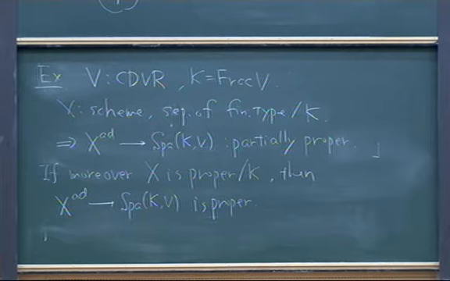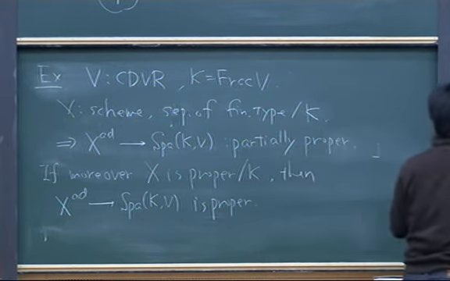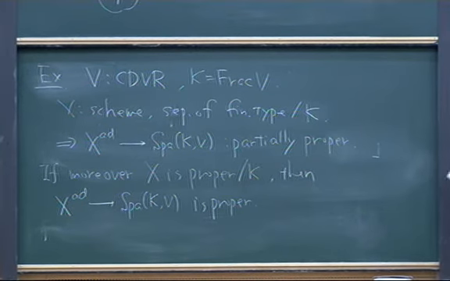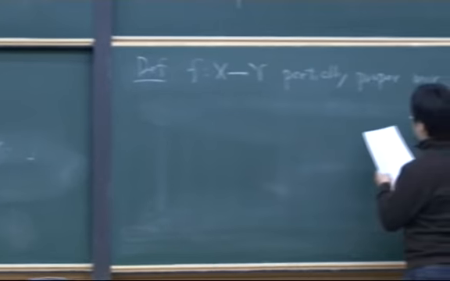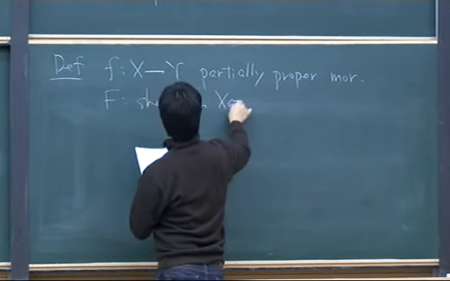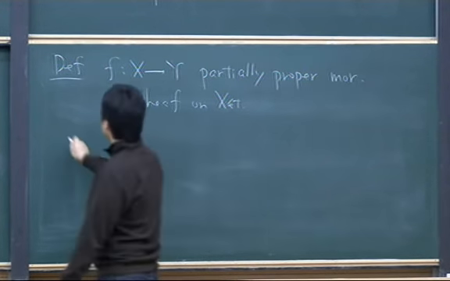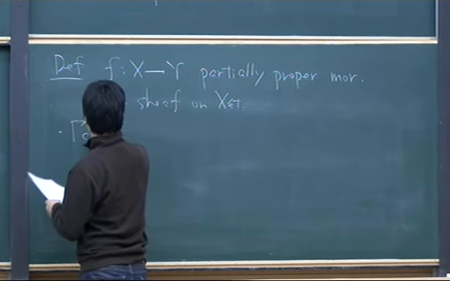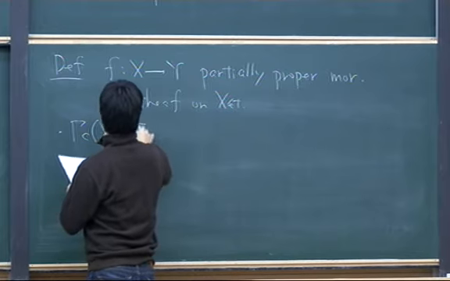Then let us define the compactly supported cohomology. In the past, I considered the partially proper case, which is easier than the general case. So let f be a partially proper morphism, and F be a sheaf on X^ad. Then we write Γ_c(X/Y, F).